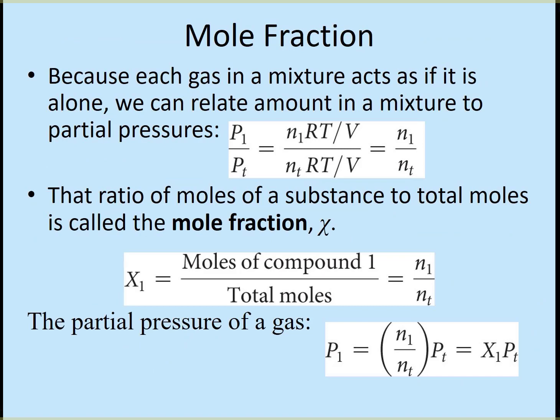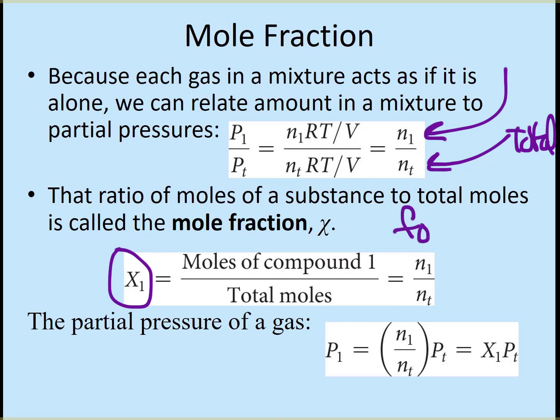Because each gas in a mixture acts as if it is alone, we can relate the amount in a mixture to partial pressures. So here we're looking at the moles of just one of the gases in a mixture compared to the total moles, and we end up getting what's called the mole fraction, and that's given an X, and this is found on your formula sheet. You just have to know how to use it. So when you look at the mole fraction, you look at the moles of one thing and you divide it by the total moles, and they give it this letter X.